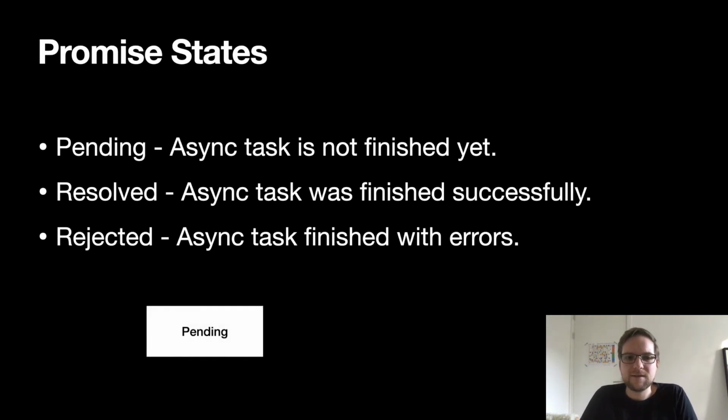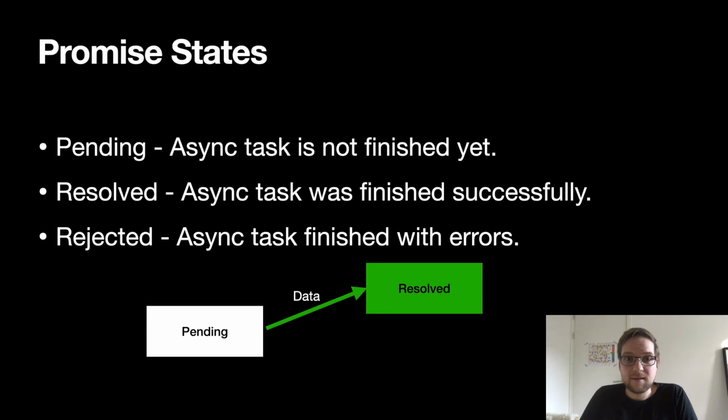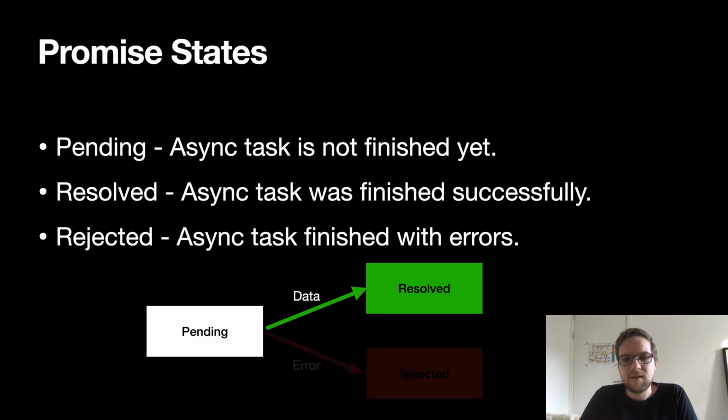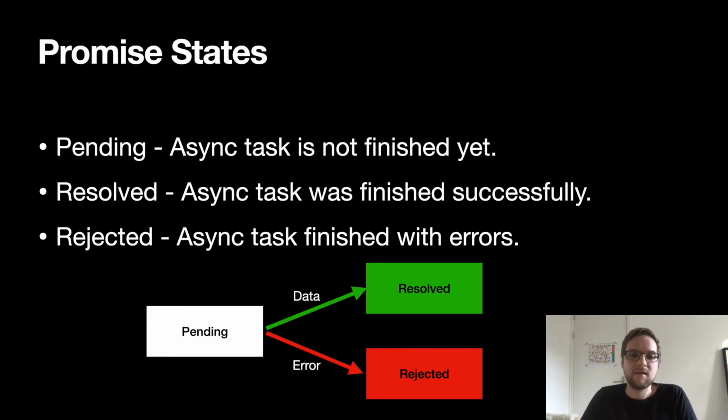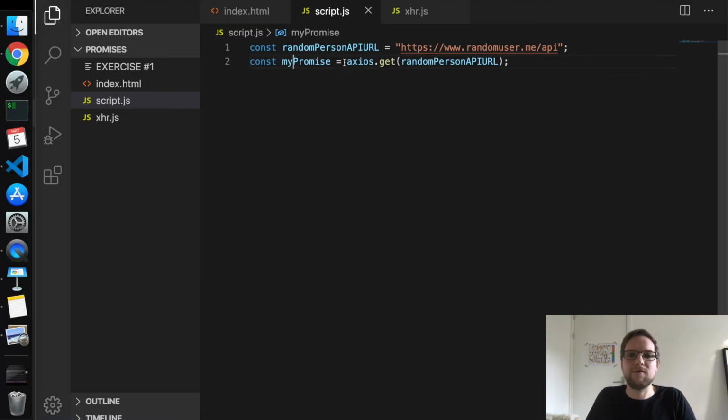So the promise is pending. After that, it can either go to resolved with the data, or it could go to rejected state with an error. And that's it. And after that, the promise is in this state forever. So this is the basic of how promises work. It's actually a very simple object, but it's very, very powerful.